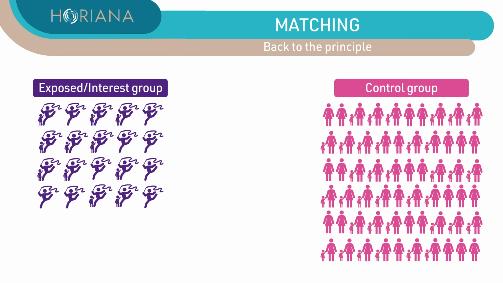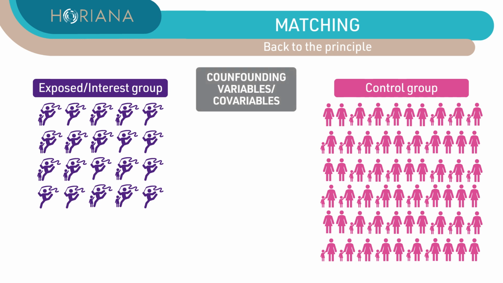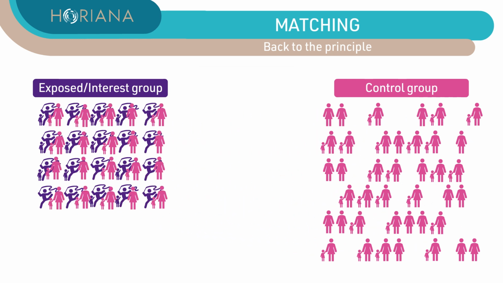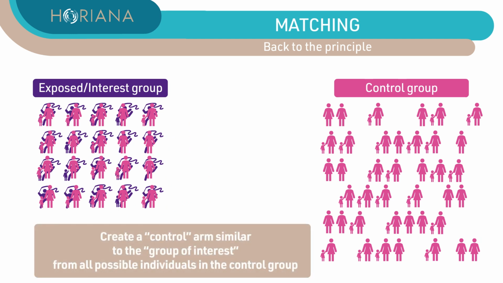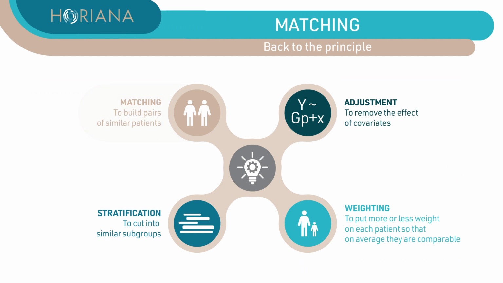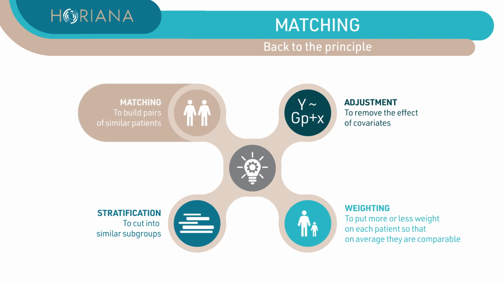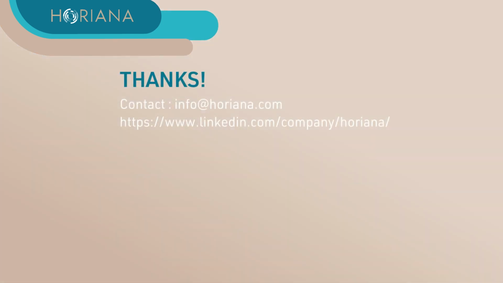Let's go back to the principle of matching. The objective is to make 2 groups as comparable as possible in terms of the distribution of certain observed confounding variables. The idea is to mimic the effect of randomization in clinical trials. This matching technique creates a control arm similar to the exposed group among all possible subjects in the control group. Finally, this matching technique is one of several possible methods for making groups comparable, including the adjustment method, which is discussed in another video. Thank you for your attention.